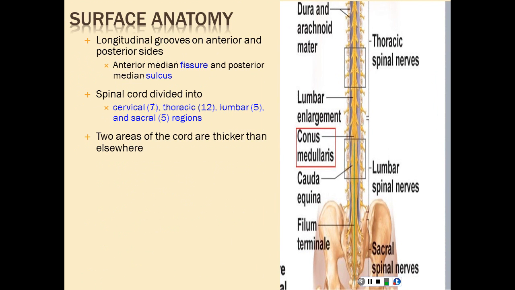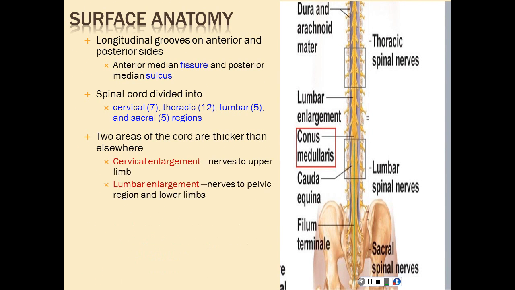Now the cord is divided into sections: the cervical, thoracic, lumbar, and sacral regions, which are named for the level of the vertebral column from which the spinal nerves emerge, not the vertebrae that contain the cord. In the inferior cervical region, the cervical enlargement of the cord gives rise to nerves of the upper limbs. In the lumbosacral region, the lumbar enlargement gives rise to nerves to the pelvic region and the lower limbs.